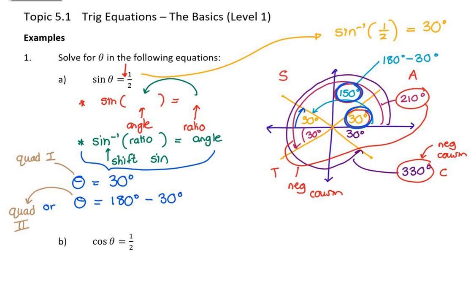Great. And so I just need to finish off my solution. So theta is equal to 150 degrees. That's great. So there's my solutions, 30 and 150. Now the only problem is, and this is something we haven't discussed in grade 10, are those the only two answers that work for this equation?